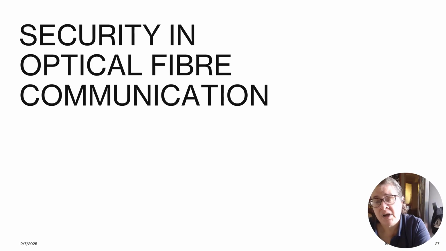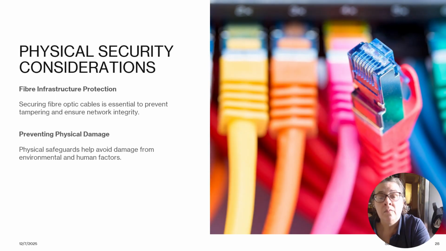Security is paramount in optical fibre systems. This section addresses physical security, eavesdropping risks, and encryption methods to protect data integrity and privacy. Protecting fibre infrastructure from tampering and physical damage is critical to maintaining secure and reliable communication channels.